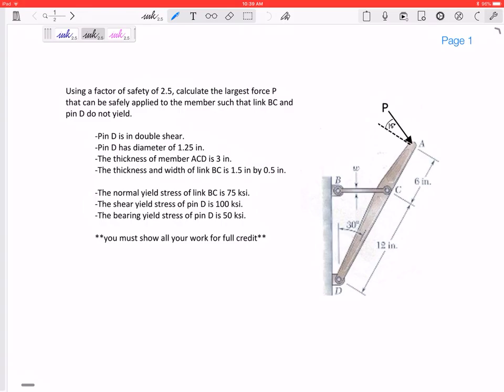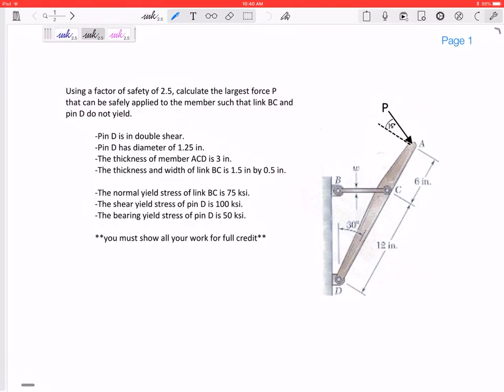All right, so using a factor of safety of 2.5, calculate the largest force P that can safely apply to the member. We need to make sure that link BC doesn't yield or fail, and we need to make sure pin D does not yield or fail. It tells us pin D is in double shear, and pin D has that diameter.